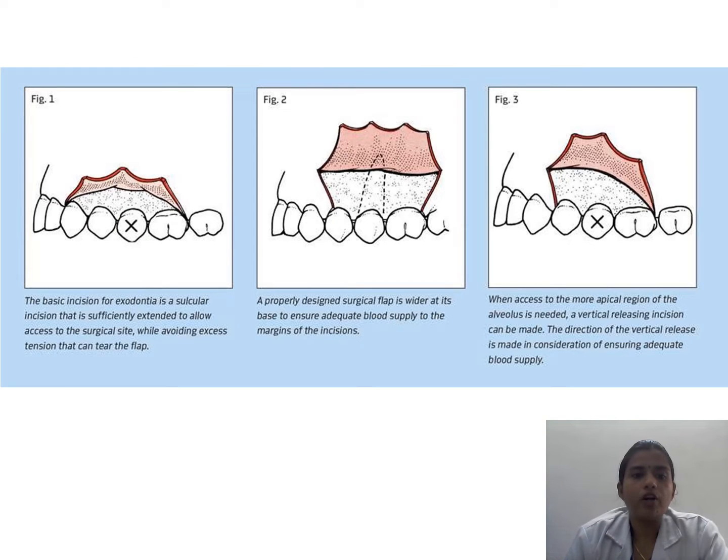In this slide, the first picture depicts the basic incision for exodontia, a circular incision that is sufficiently extended to allow access to the surgical site while avoiding excess tension that can tear the flap. The second picture depicts a properly designed surgical flap, which is wider at its base to ensure adequate blood supply to the margins of the incision. The third picture depicts that when access to the more apical region of the alveolus is needed, a vertical releasing incision can be made. The direction of the vertical releasing incision is chosen in consideration of ensuring adequate blood supply.